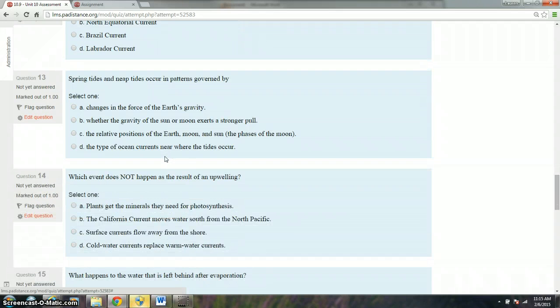Question 13. Spring tides and neap tides occur in patterns governed by A, changes in the force of the Earth's gravity. B, whether the gravity of the sun or moon exerts a stronger pull. C, the relative positions of the Earth, moon, and sun, or the phases of the moon. D, the type of ocean currents near where the tides occur.